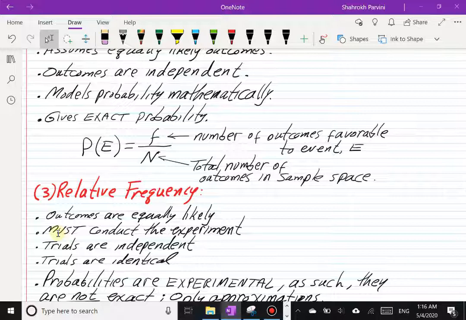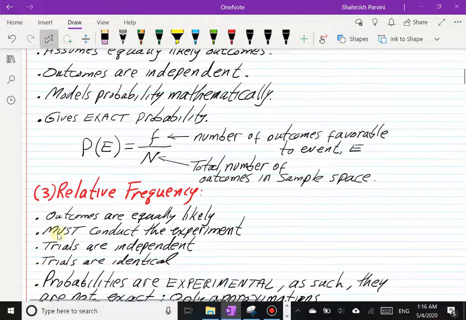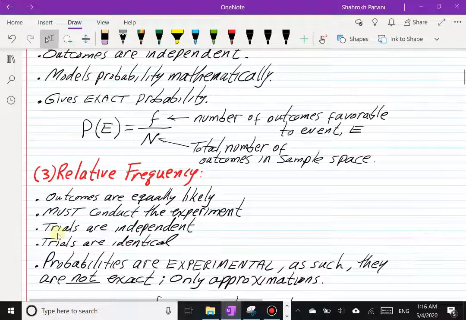Now, if I want to assess that probability of a head or a tail with relative frequency, I actually have to toss the coin. So maybe I flip the coin 100 times, and I look at the ratio of times that I have actually observed a tail. And that will give me a probability of tail. Okay. Now, because we must conduct the experiment, these probabilities are experimental in that they depend on how many times we conduct the experiments.